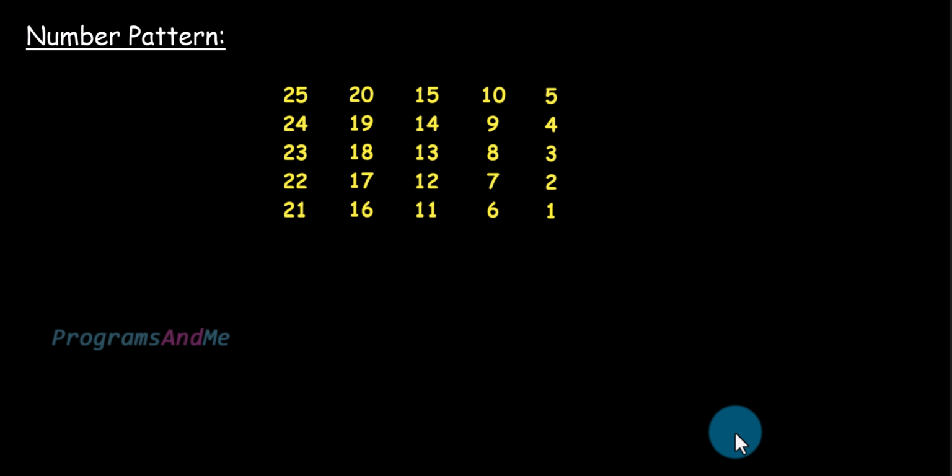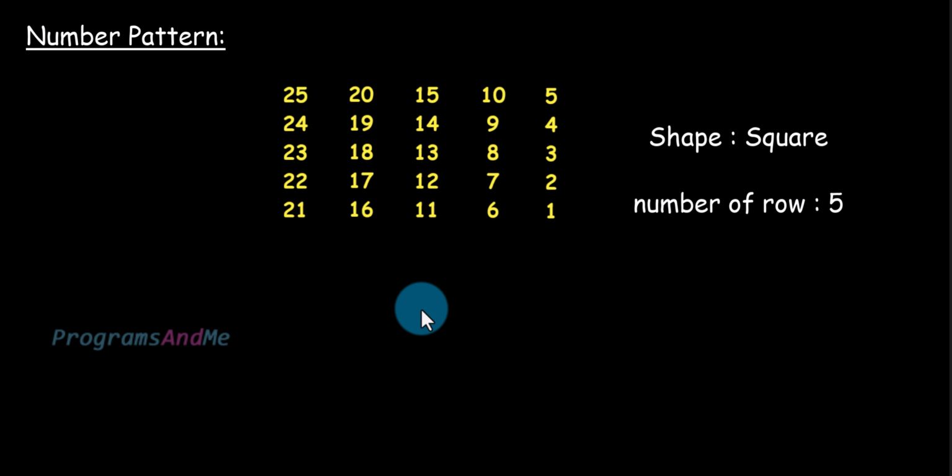Today in this tutorial we'll write a Python program to print this number pattern. The shape of our pattern is square and the first number we want to print is 25, and the next number is 20, next is 15, next is 10, next is 5. In the next row we want to print 24, minus 5 that is 19, minus 5 that is 14, minus 5 that is 9, minus 5 that is 4. Here, first let's see how to get this number 25.